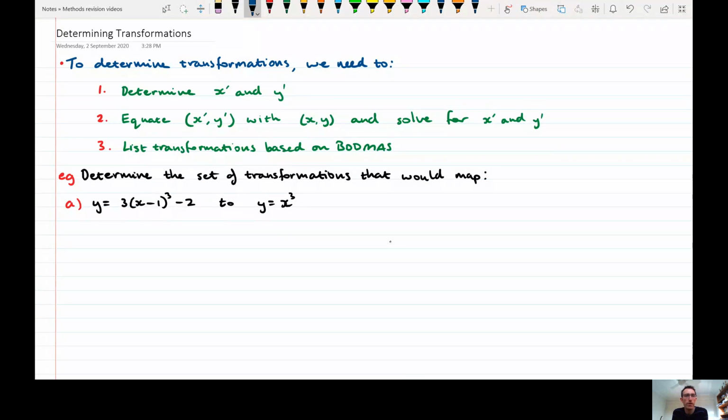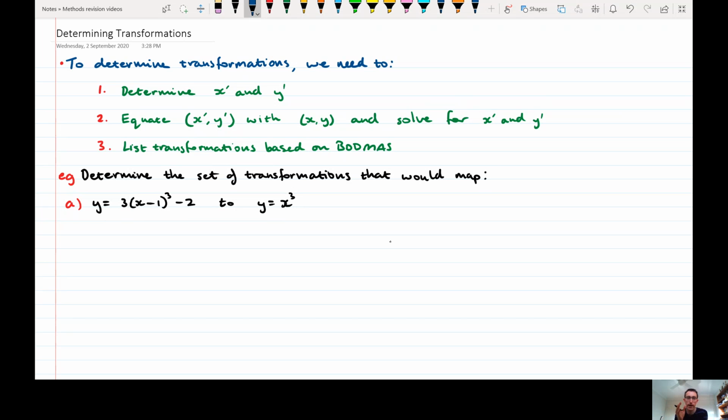Okay, so in this video, we're going to look at how to determine transformations. In a couple of other videos, we've looked at how to map or use matrices to apply transformations to a graph. In this one, we're looking at how you can describe the transformations, or determine the transformations, that were used to come up with that graph. So we've got 3 steps.